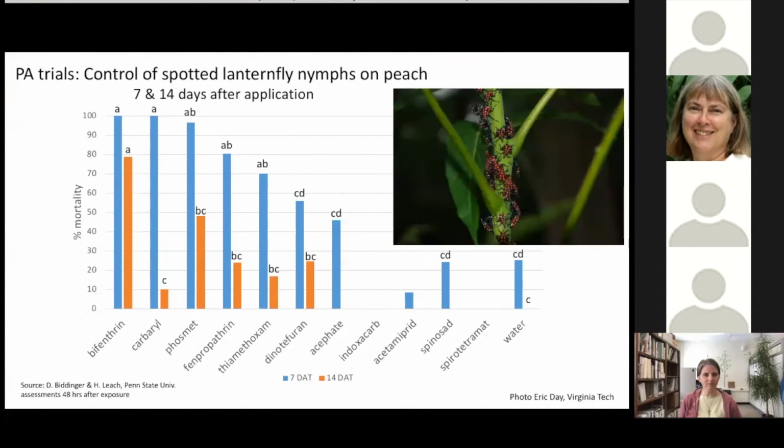Next slide, please. What is interesting is also to look at not just what things control them, but what can keep controlling them after the application was made. This slide just shows residual activity 7 and 14 days later. You can see that some materials are still pretty effective even a week later, say bifenthrin, carbaryl, and phosmet. Others have much reduced residual activity, so not very much really makes it past the 14-day period, but you're still getting pretty good efficacy. This might matter if you have adults that are reinvading into an area and you'd like residual control, but if you're just dealing with nymphs, you don't really need something with a long residual activity. Next slide.